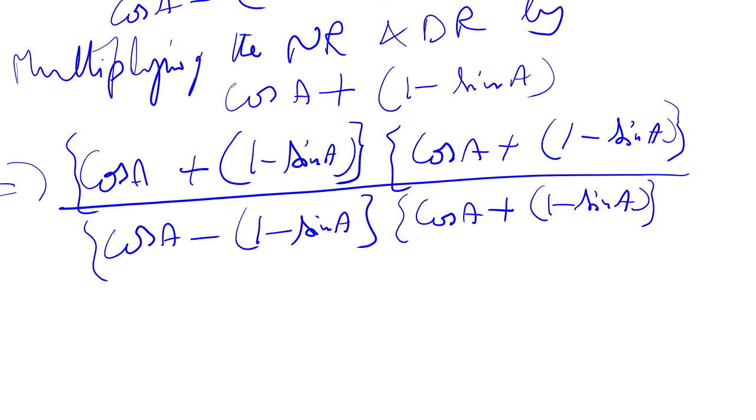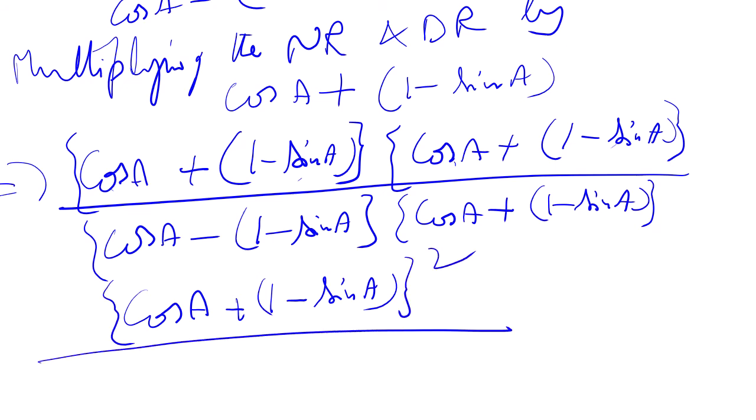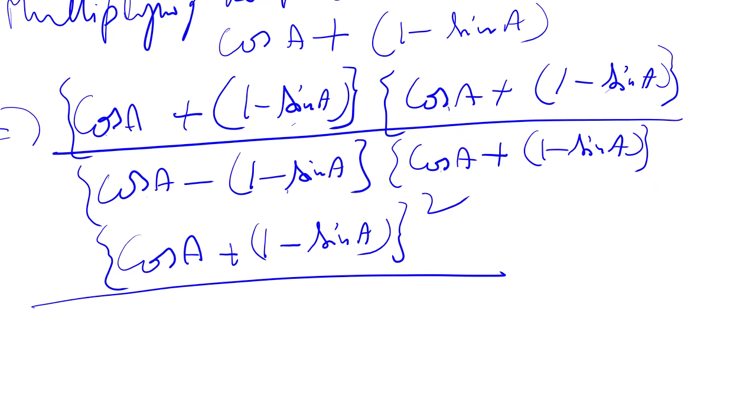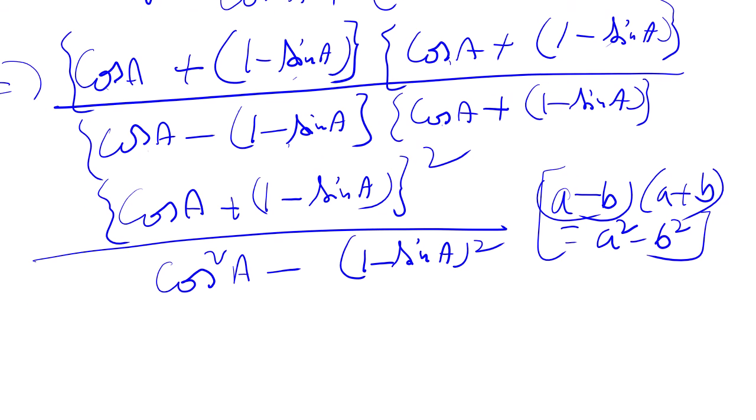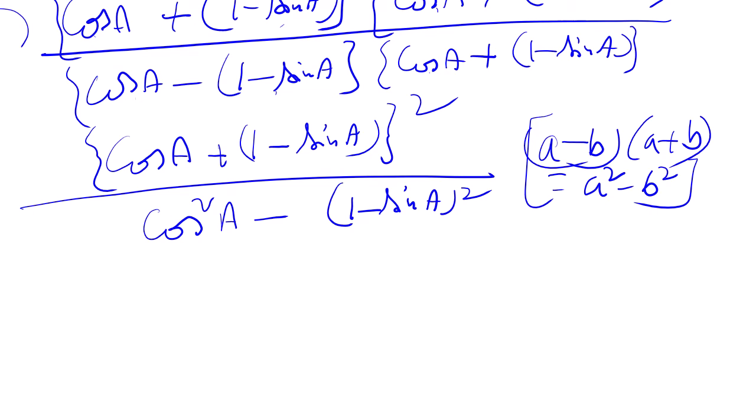Did you follow? Now this is A plus B, A plus B. So this will become cos A plus (1 minus sin A) whole square, right? And this will be A minus B and A plus B, so it will become A square minus B square. So it will become cos square A minus (1 minus sin A) whole square. Here we have used A minus B into A plus B is equal to A square minus B square. Okay, so now we will expand 1 minus sin A whole square.